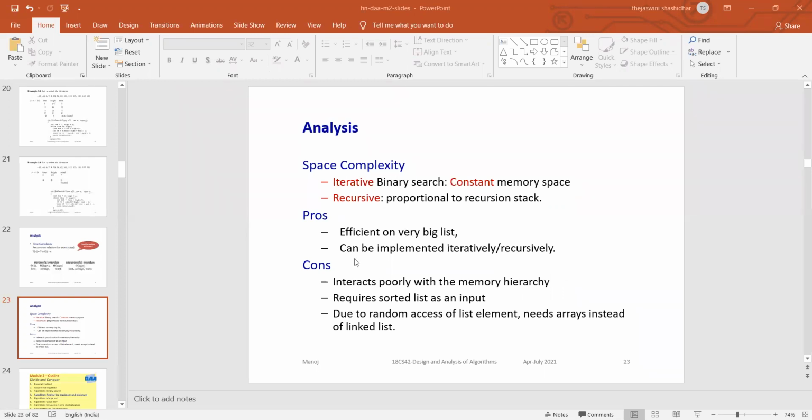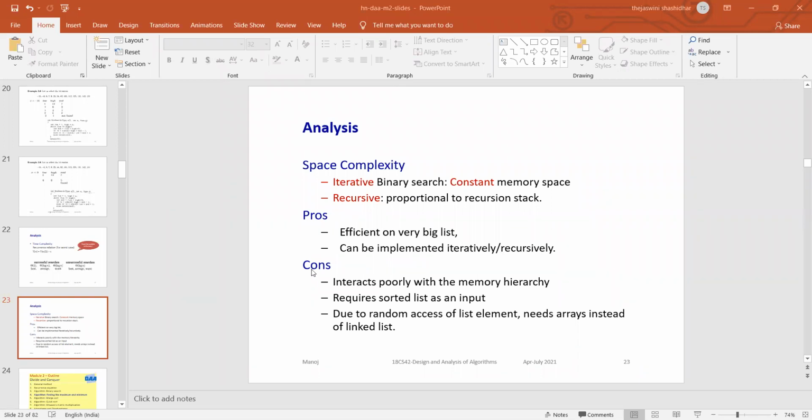Now you come for the important analysis of these things. Space complexity. When you go with the iterative search, it has constant memory space. Okay, so you have to keep this one. So iterative binary search, you take it as constant memory space. Under recursive, it is proportional to the stack. Now pros and cons. Pros means advantages. It is efficient on big lists and can be implemented iteratively as well as recursively.